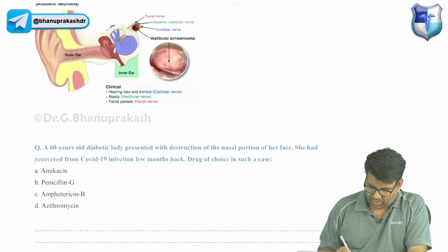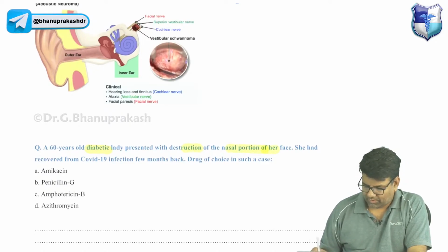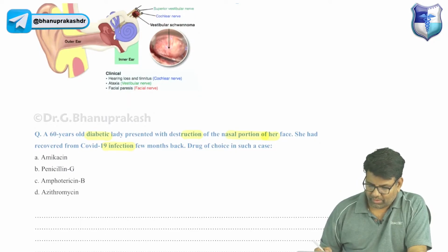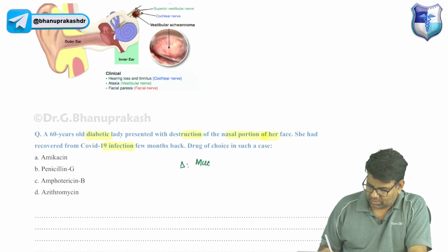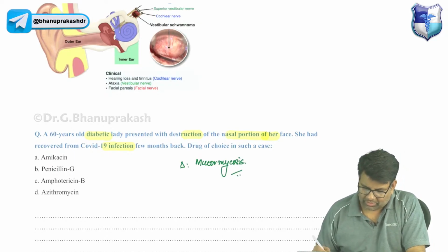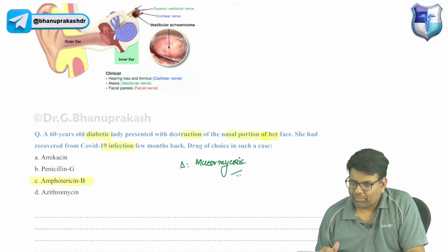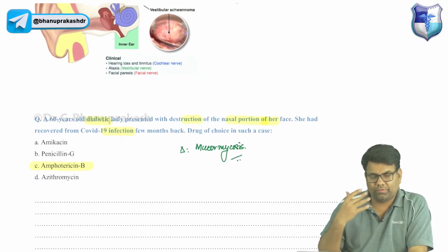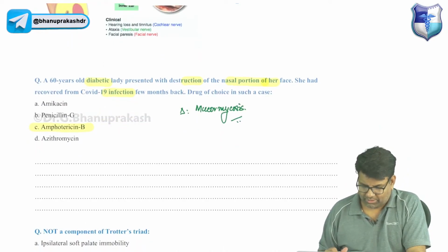Next question. A diabetic lady presented with destruction of the nasal portion of her face, and she had a past history of COVID-19. So, what drug can be given? I think most of you can make a clear-cut diagnosis that this is a case of mucormycosis. So, post-COVID, yes, everyone is right. For mucormycosis, we can give injection amphotericin B. Destruction of the lateral part, post-COVID mucormycosis, should be treated by injection amphotericin.